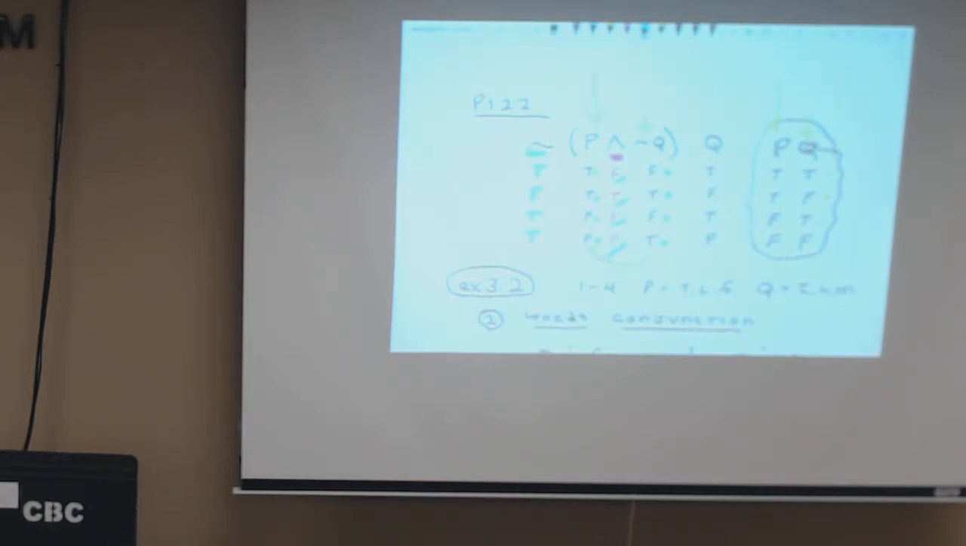Now, if this statement, I'll change back to green, if this whole statement has this truth value, then what would happen if I negate that statement? False would change to true, true would change to false, and false would change to true. Everybody follow that? So the truth value for this entire statement is right here.